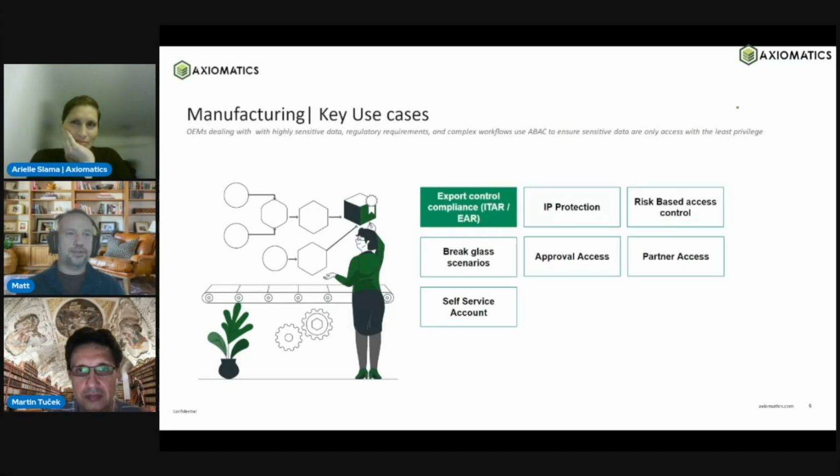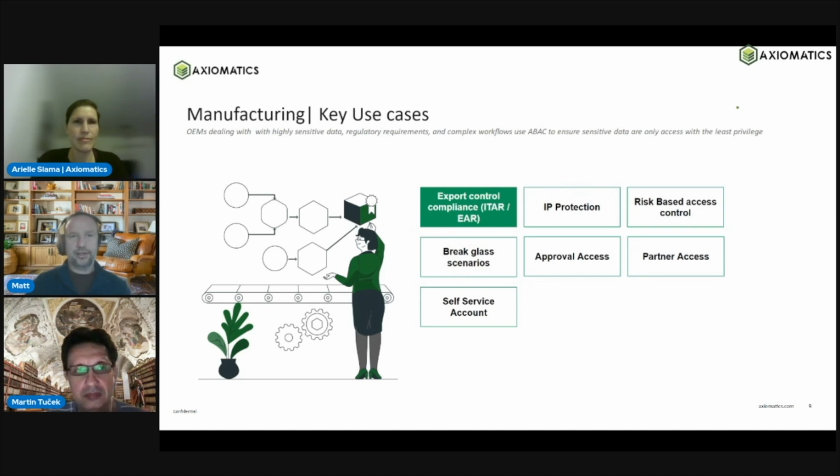You're in the manufacturing vertical, you are dealing with at least one or many of these, or probably other scenarios that we don't even have up on screen. The one in particular that I am going to talk about is the export control.